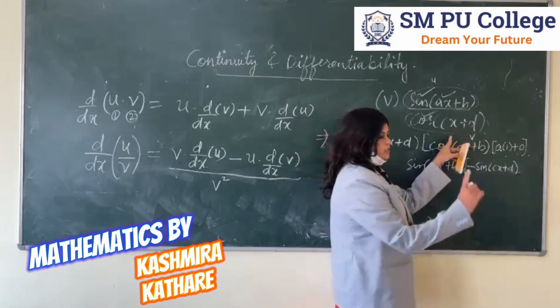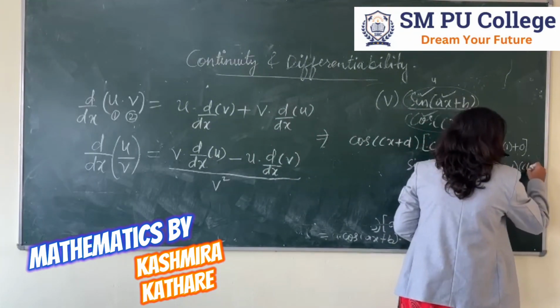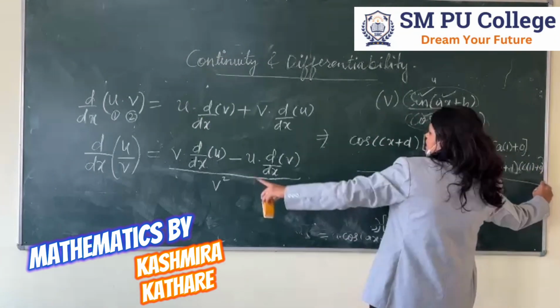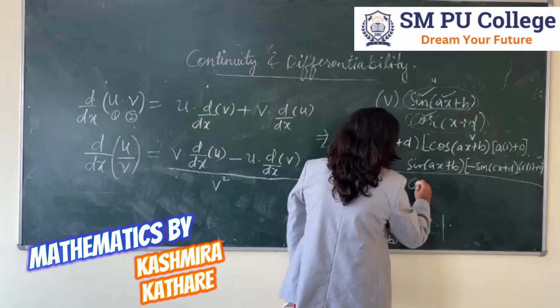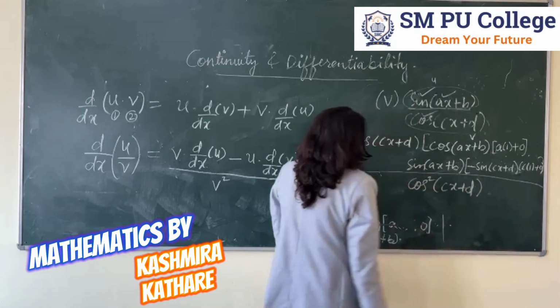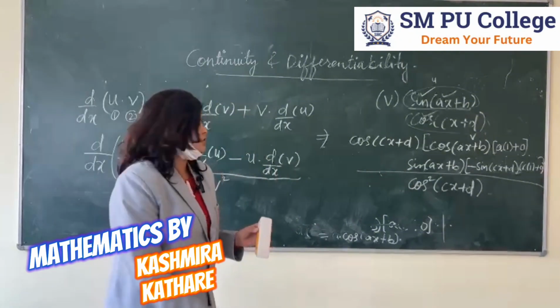Cx. C is constant as it is. Differentiation of x is 1. D is 0. Whole divided by v square. They have given v square in the sense cos square cx plus d. After arranging, we will get the answer for this.